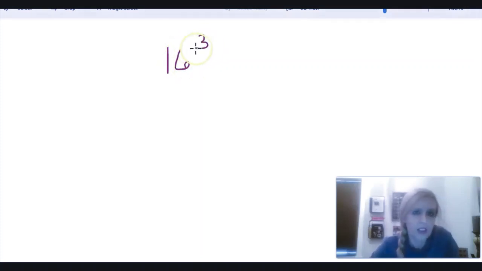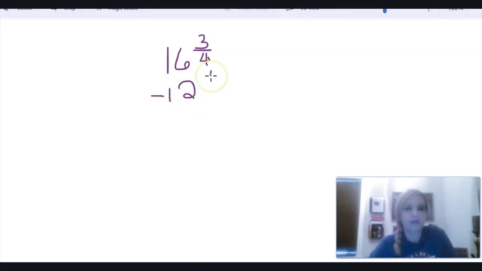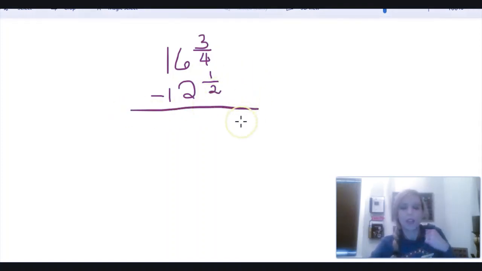All right, now let's take a look at G. G says 16 3/4 minus 12 1/2. I can't just start subtracting here either, right? Because I don't have like denominators. I need to make equivalent fractions again.